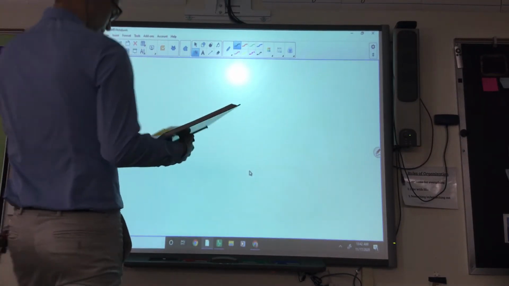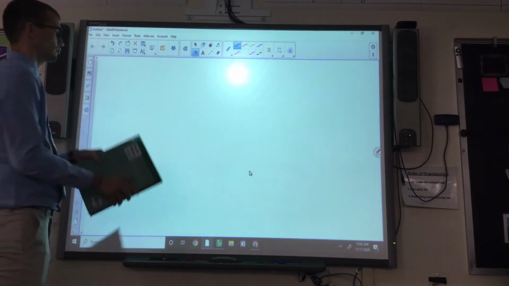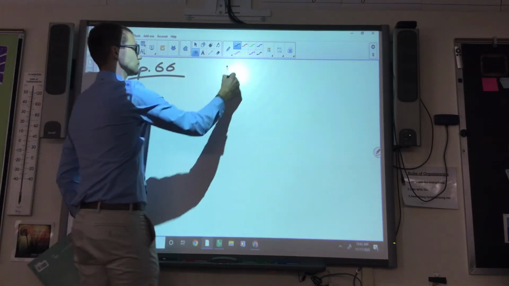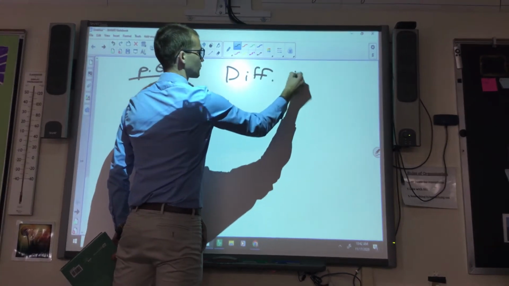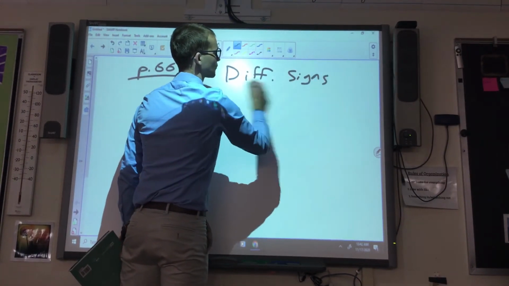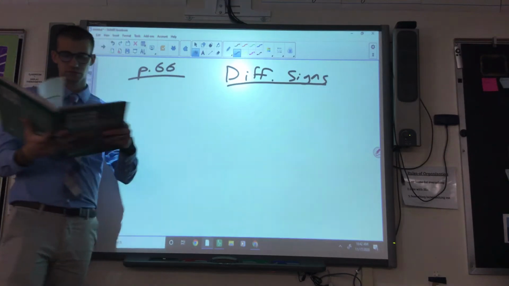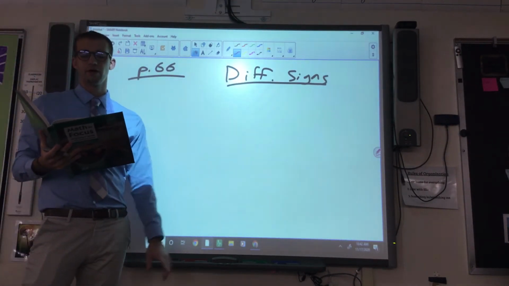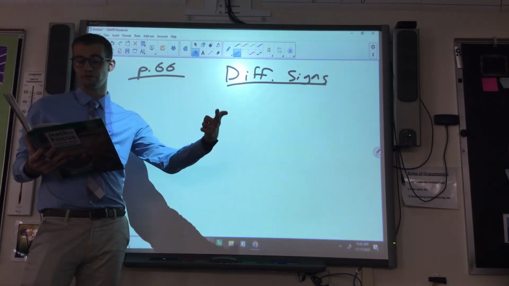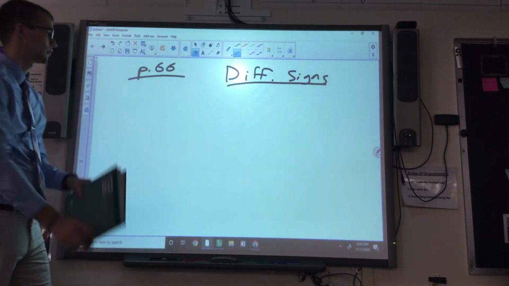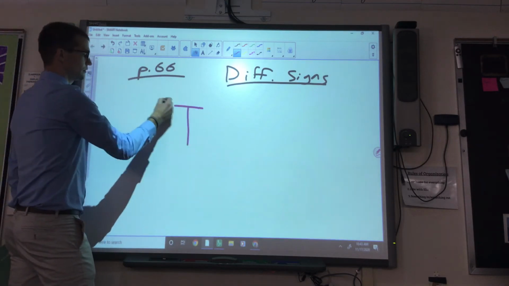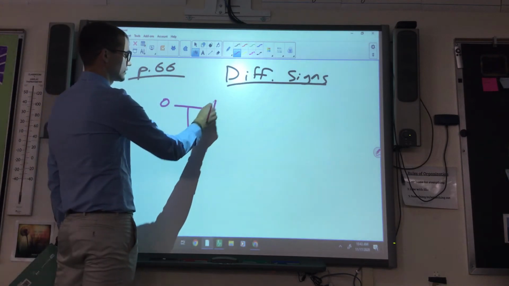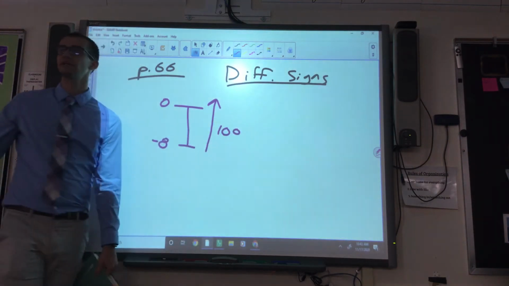Alright, we are on page 66, add integers with different signs. If you look on page 66, it says, suppose the temperature was negative 8 degrees Fahrenheit at 7 a.m. 5 hours later, the temperature had risen 10 degrees Fahrenheit. Find the new temperature. So here's 0, it's at negative 8 degrees. 5 hours later, it had risen 10 degrees. Find the new temperature.